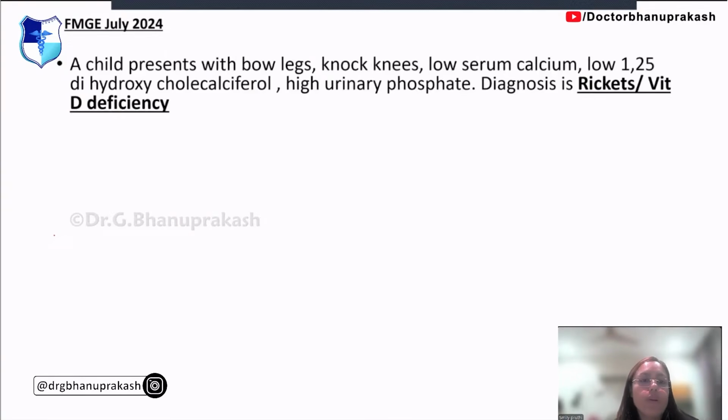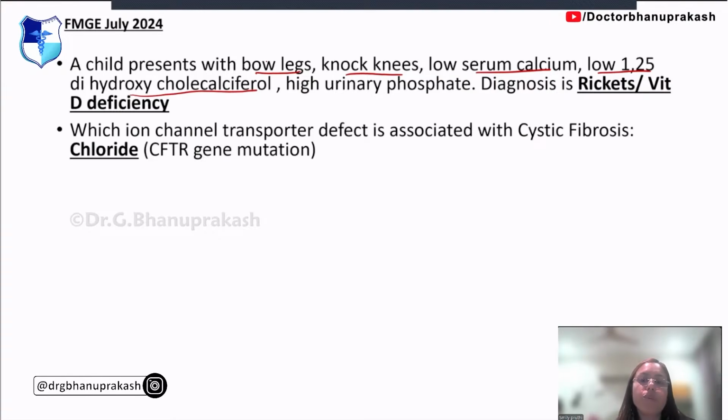Then July 24 exam. Child presents with bow legs, knock knees, low serum calcium, low 1,25 dihydroxycholecalciferol, high urinary phosphate. Diagnosis is rickets, vitamin D deficiency. Which ion channel transporter defect is associated with cystic fibrosis? The CFTR gene mutation. The transporter defect is in chloride.